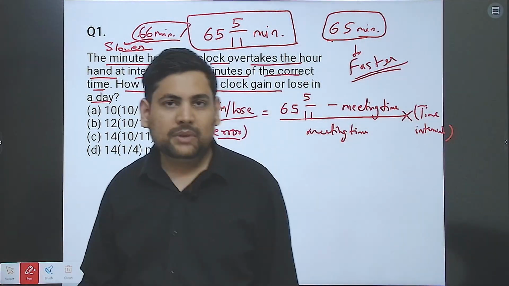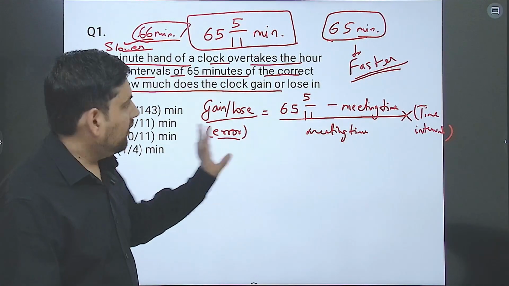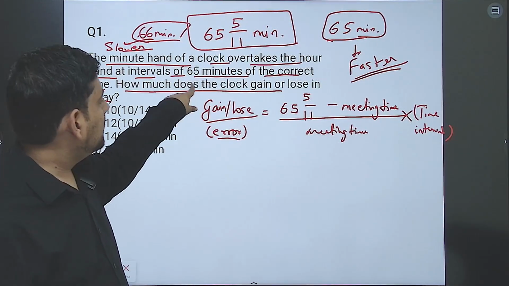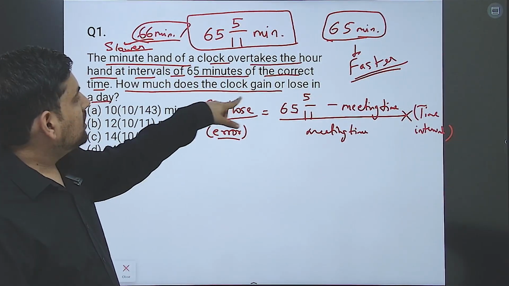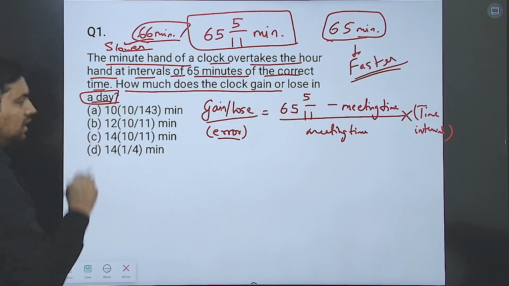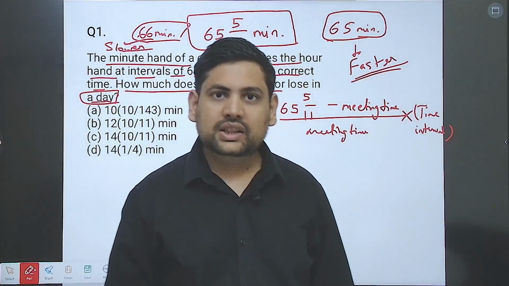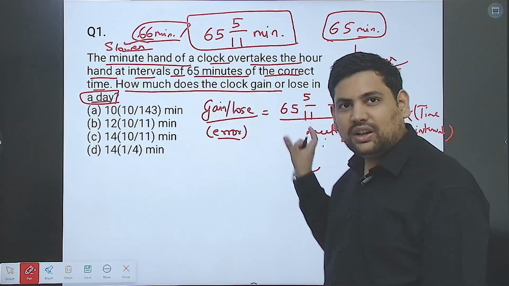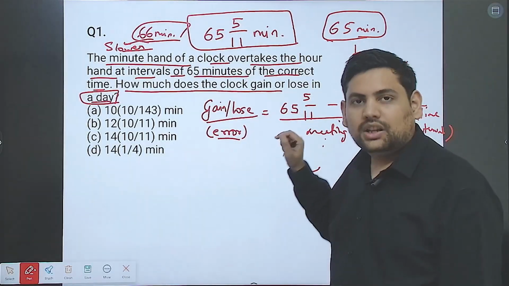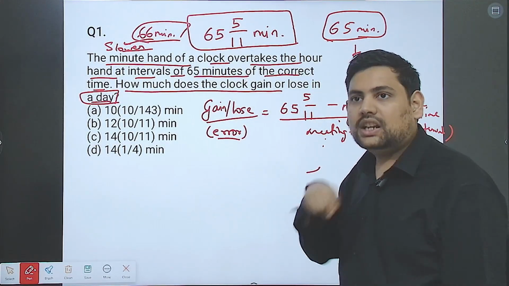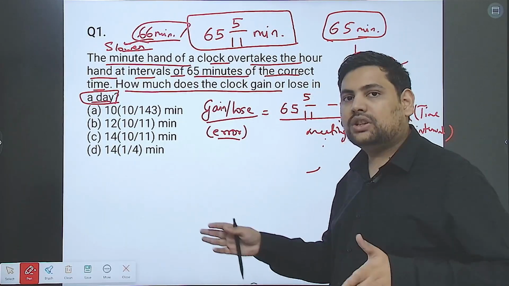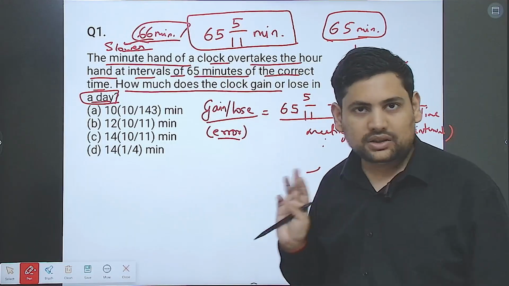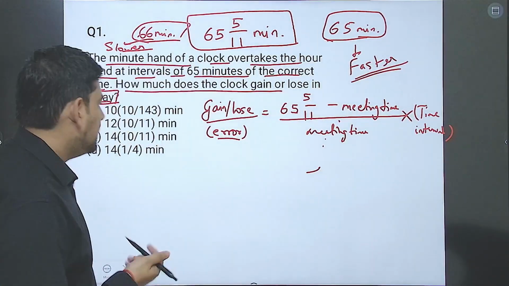For example, the question says the minute hand of a clock overtakes the hour hand at an interval of 65 minutes of the correct time. How much does the clock gain or lose in a day? In a complete day, so the interval is 24 hours. This happens approximately every 65 minutes, but in a day it will happen many times. So eventually, how much difference will be created, how much error will be created, or how much gain or loss will be done. Now let's put in the values.